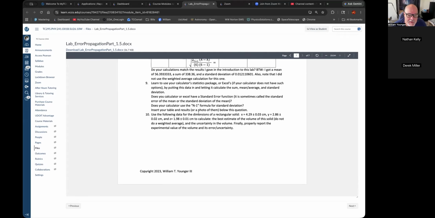Use the following data for the dimensions of a rectangular solid: x equals 4.29 plus or minus 0.03 centimeters, y equals 2.86 plus or minus 0.02 centimeters, and z equals 1.98 plus or minus 0.01 centimeters to calculate the best estimate for the volume of the solid. And finally, properly report the experimental value of the volume and its error uncertainty.